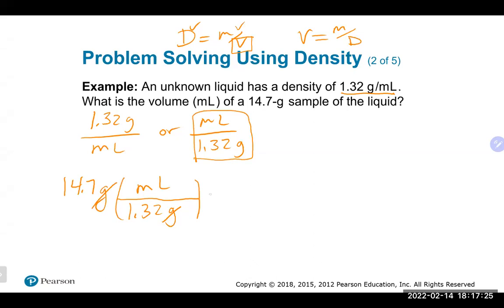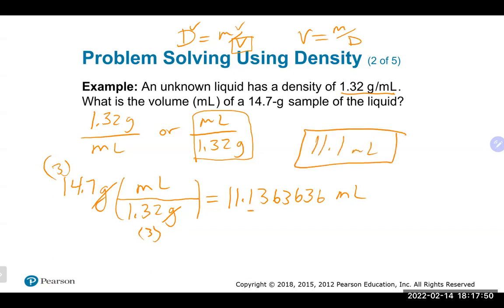And again, on our calculator here, 11.13636636 and so forth. And that would be milliliters. This should end up at what number of significant figures? Should end up in 3. We're really dividing. So again, 3 on top and 3 on the bottom, which means we should end up right about there, which would be 11.1 milliliters.